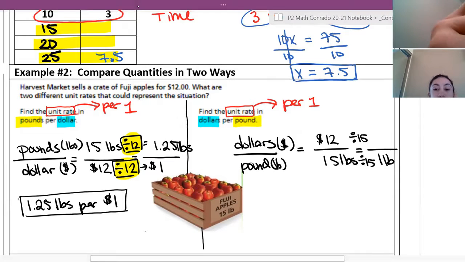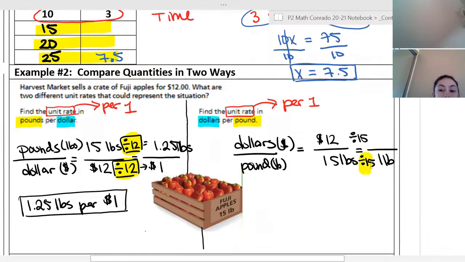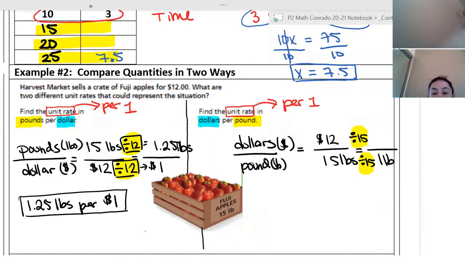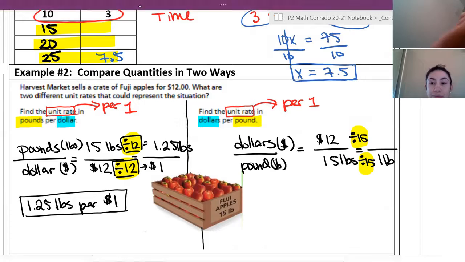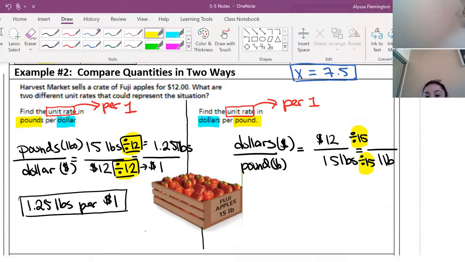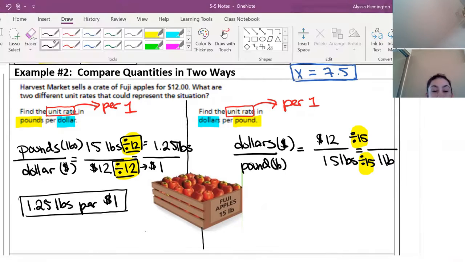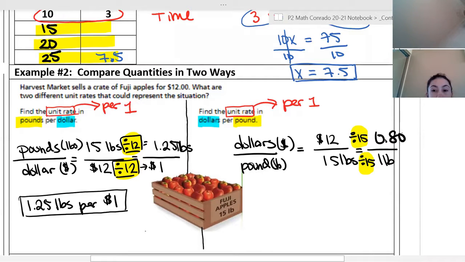So on the bottom, we have to divide 15 by 15 to get from 15 pounds to 1 pound. We do the same thing on the bottom that we do on the top. So we take 12 and divide it by 15. When we take 12 and divide it by 15, we get 80 cents. So for every 1 pound, it would be 80 cents. Or you could write this as 0.8.